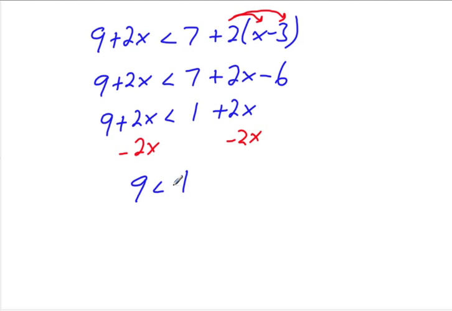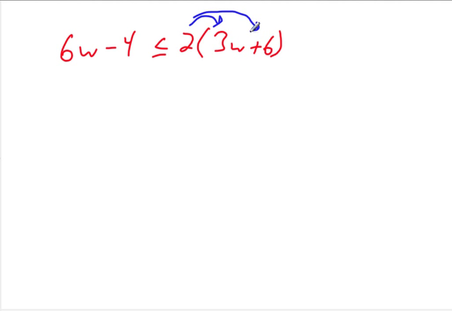In this case, 9 is less than 1. Well, we know this is not true. And if we end up with no variable and a not true statement, it is no solution. Okay, that is how you prove it. No variable, not true. Okay, let's try this one.